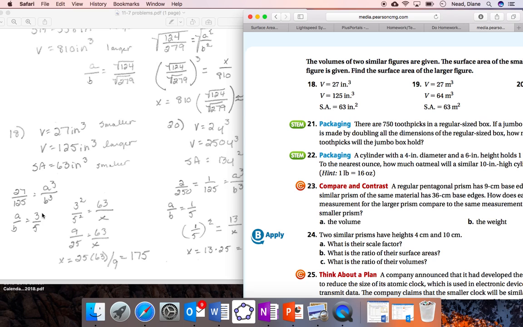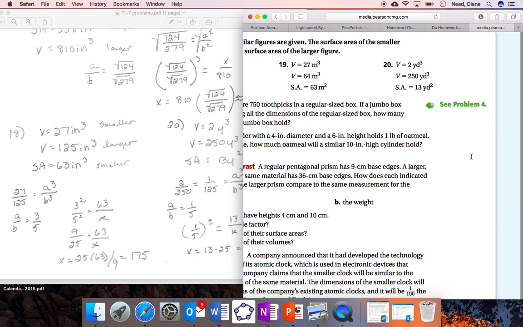I know that the scale factor squared, 3/5 squared, equals the ratio of my surface areas. I have the surface area of my smaller figure. I want to find the surface area of my larger figure. 9 over 25 equals 63 over x. My larger figure has a surface area of 175 inches squared.